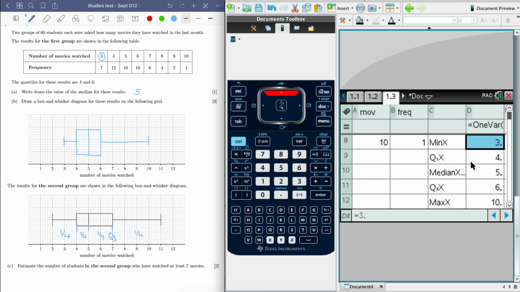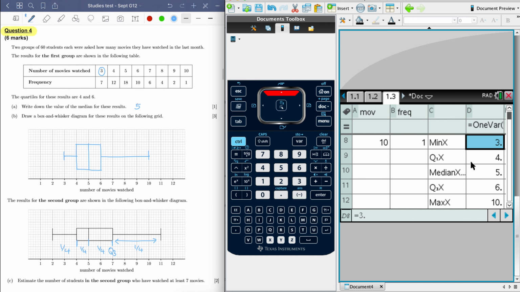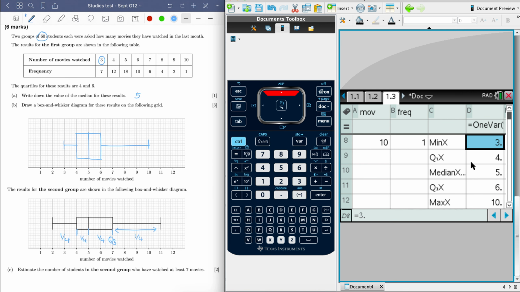So those who watched at least 7 is going to be 1/4 of all the data that we've got. And it tells us at the top that there were 60 students in each group. So we're using 1/4 of 60, or 60 divided by 4, and that gives us 15. So there are 15 students who watched at least 7 movies.